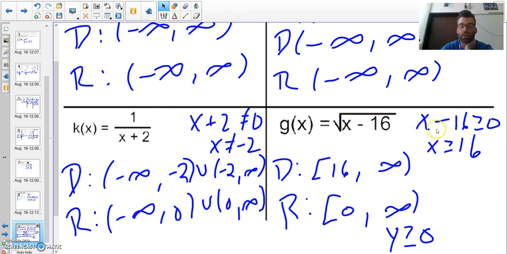Remember, you cannot take the square root of a negative number, so anything inside the square root must be greater than or equal to 0. All right, and when I take the square root, I'm going to get a positive number, so my range must be greater than or equal to 0. All right, and that's domain and range.